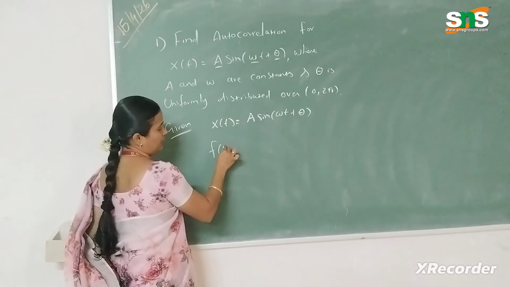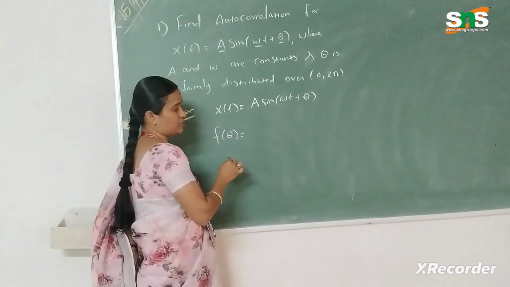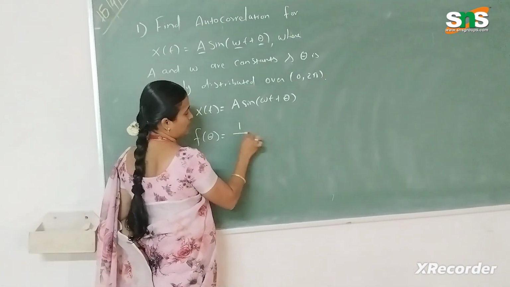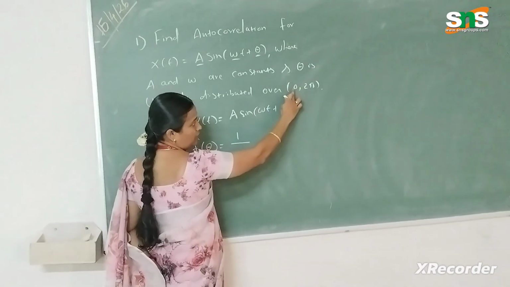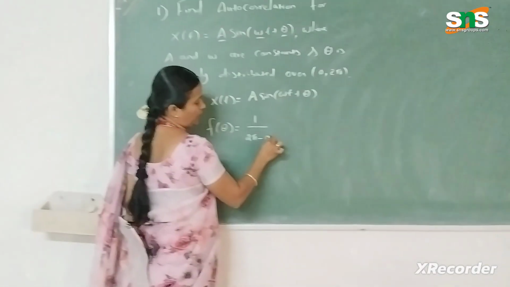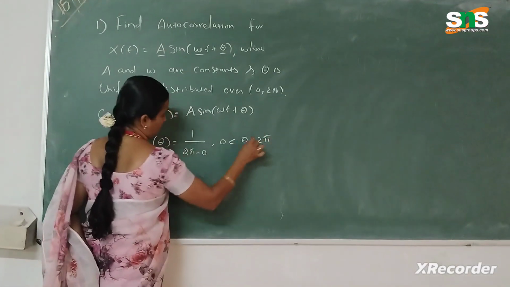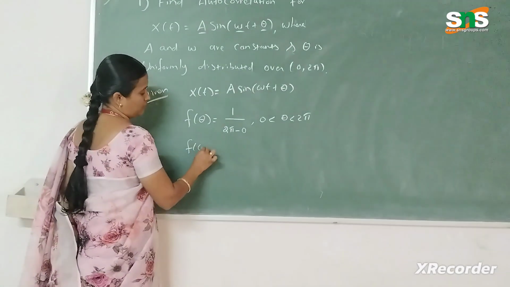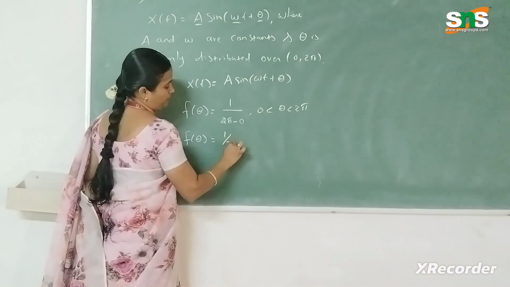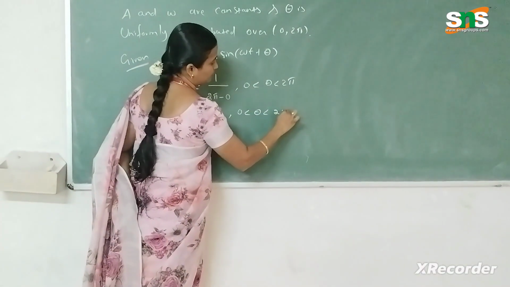Therefore, my f of theta, the corresponding PDF. What is the formula for uniform distribution? It is 1 by (d minus a), where d is the upper limit and a is the lower limit. Here my upper limit is 2 pi, lower limit is 0, where theta varies from 0 to 2 pi. So f of theta, the given PDF, is 1 by 2 pi, for 0 less than theta less than 2 pi.